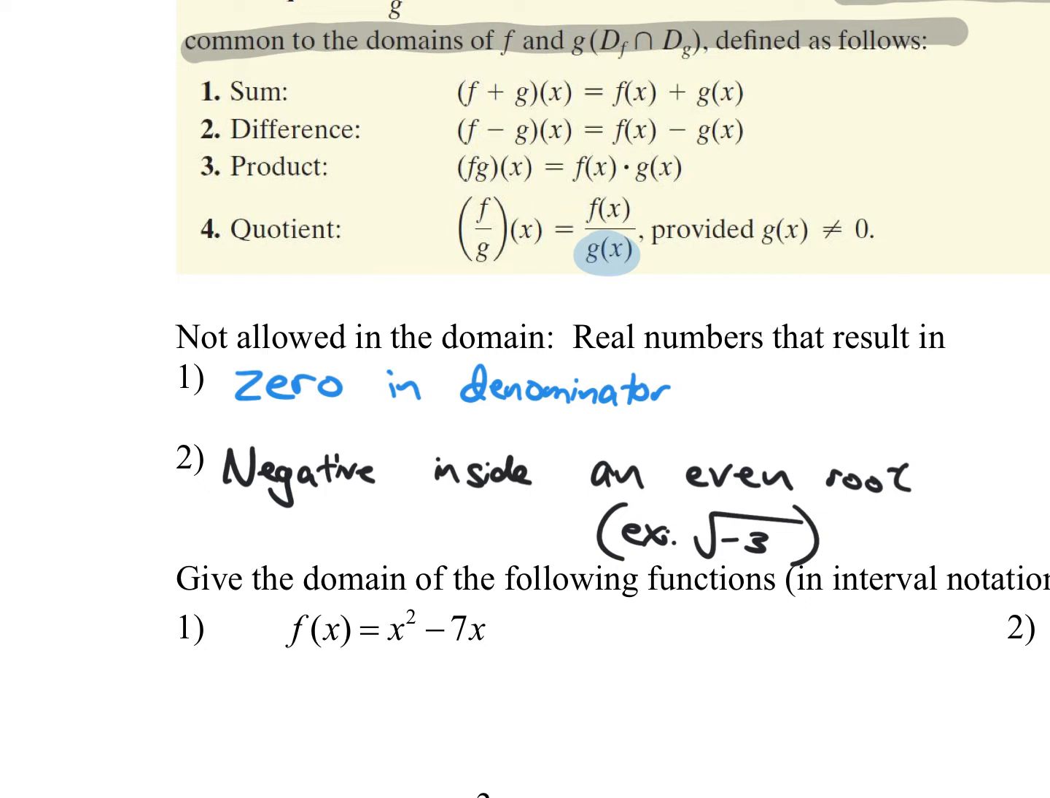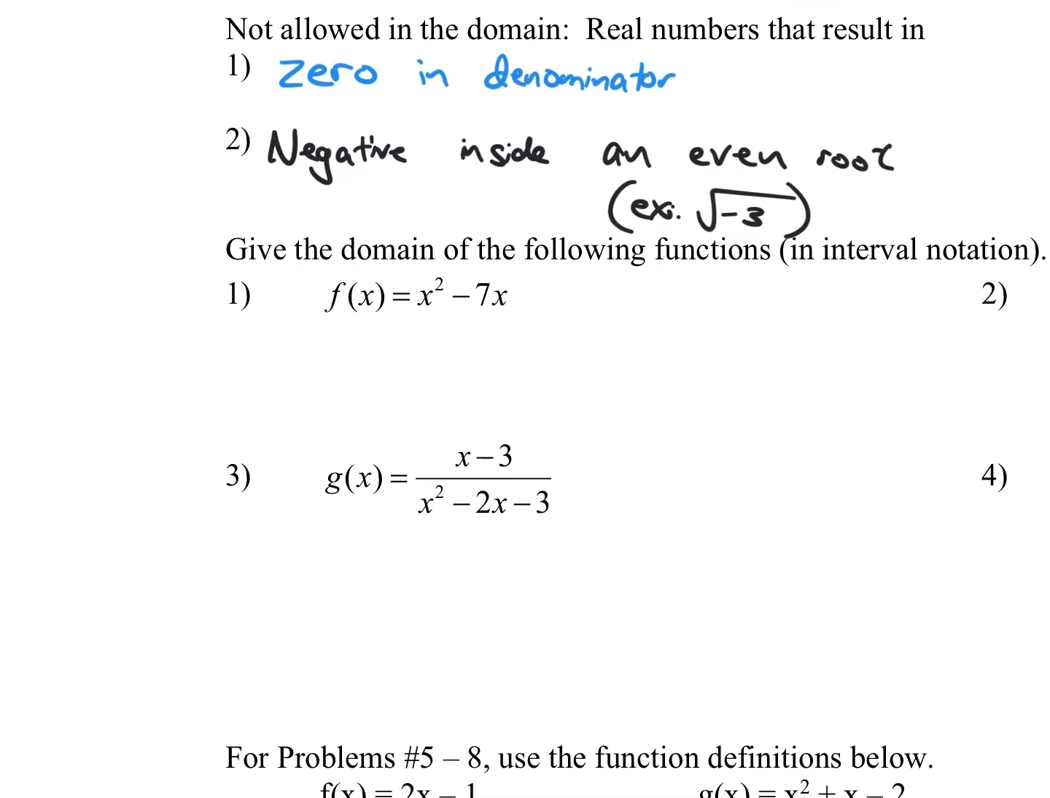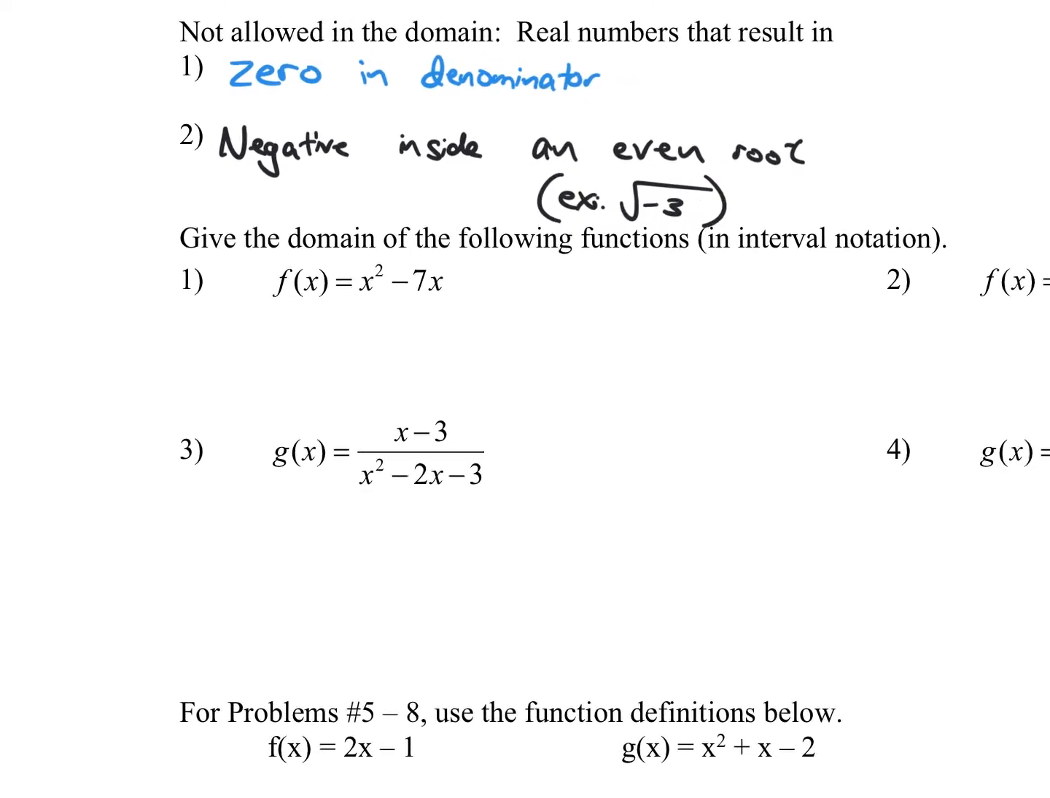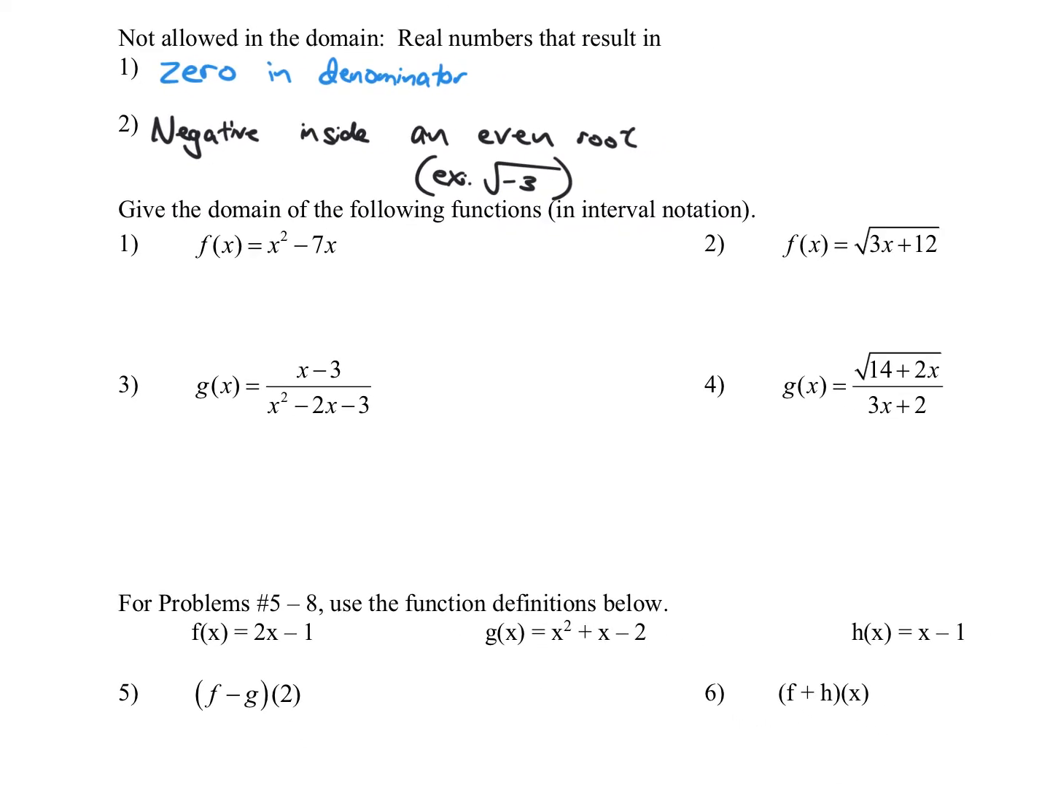So when we talk about domain, the two big rules to pay attention to, the locations where things can go wrong, are if I have a 0 in the denominator and if I have a square root or even indexed root with a negative inside. So I'm going to walk through one of these examples. Sorry, I'll do 1 and 2, and then I'll let you guys try out 3 and 4.